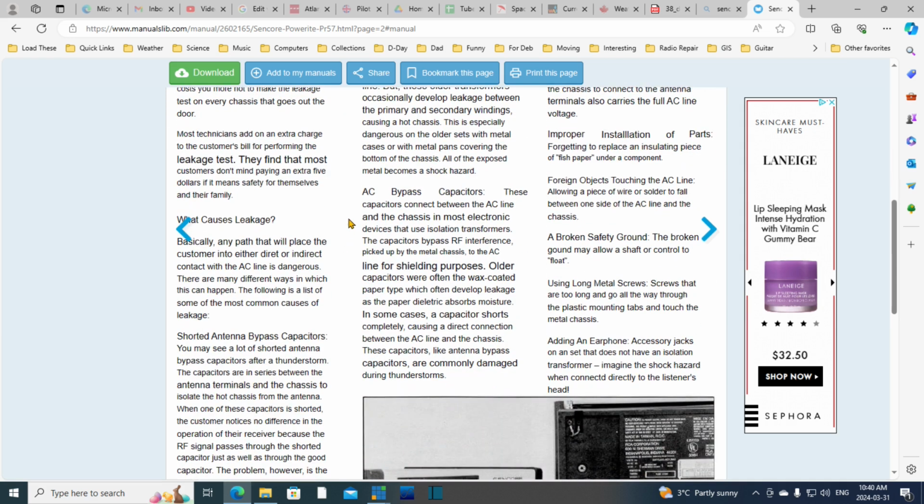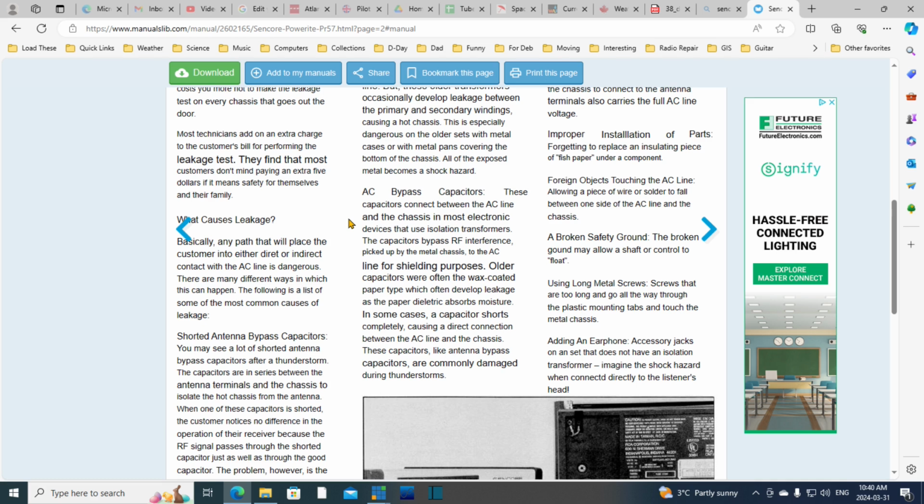AC bypass capacitors. These capacitors connect between the AC line and the chassis. Now this is the capacitor I'm dealing with. Would be called an AC, I guess could be called an AC bypass capacitor. These capacitors connect between the AC line and the chassis in most electronic devices that use isolation transformers. Well, okay, so this device does not have a transformer. The capacitors bypass RF interference picked up by the metal chassis to the AC line for shielding purposes. That's kind of a weird way to describe it. Why is the print going up and down in size in this document?